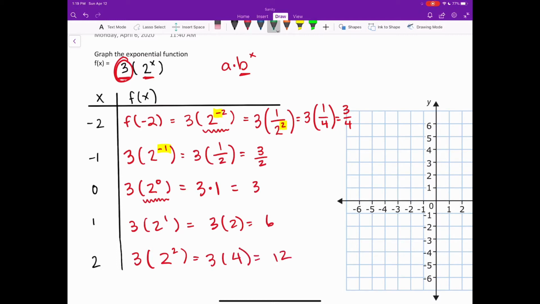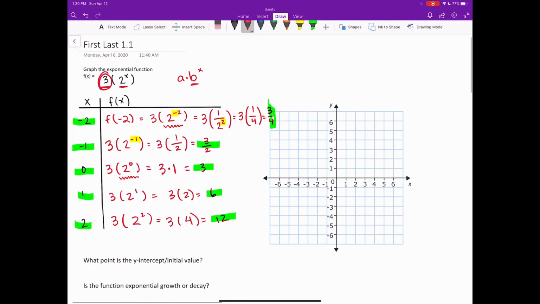Now we have a whole bunch of things that we can graph, all of these points here. I'm going to highlight. The first point is going to be at -2, 3/4, right? And our second point at -1, 3/2, 0, 3, 1, 6. I'm just getting these right off of the table. So I'm going to go graph these real quick off to the side.